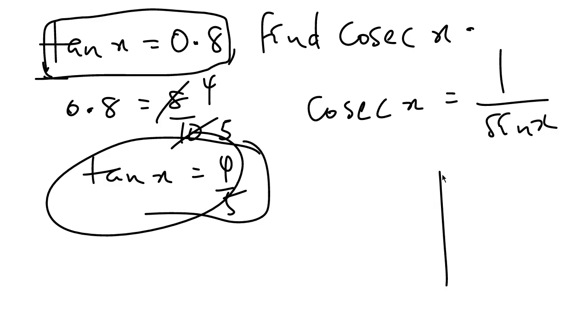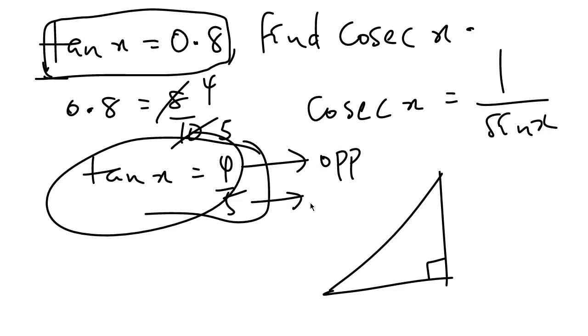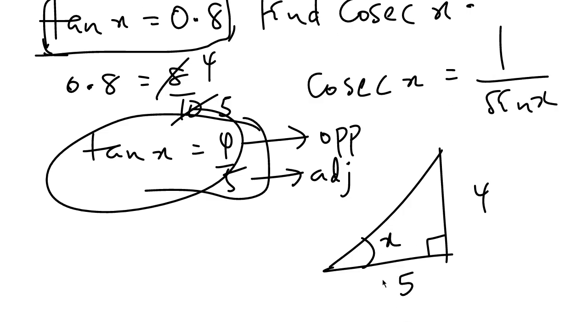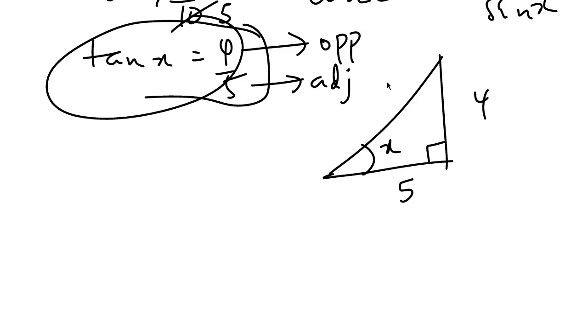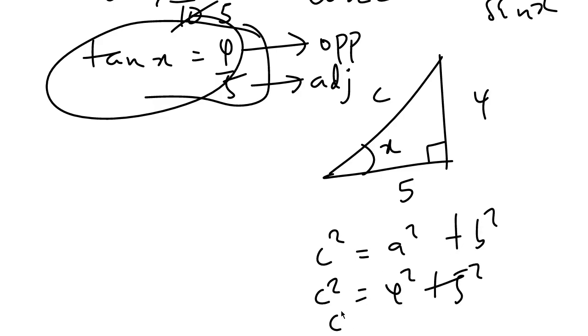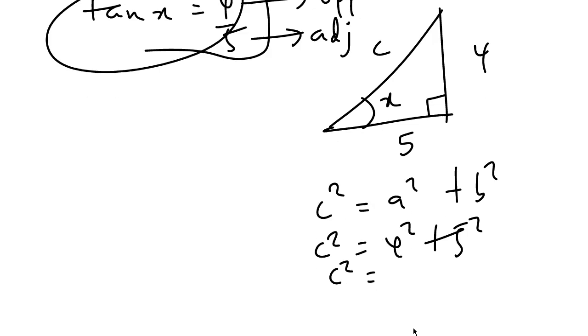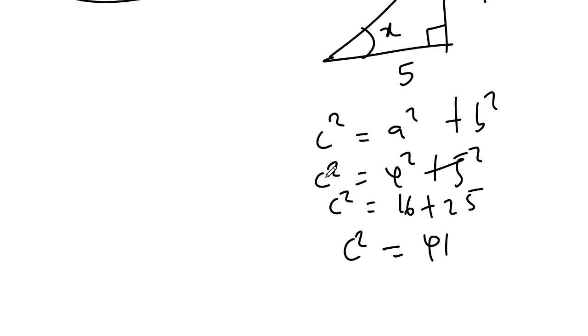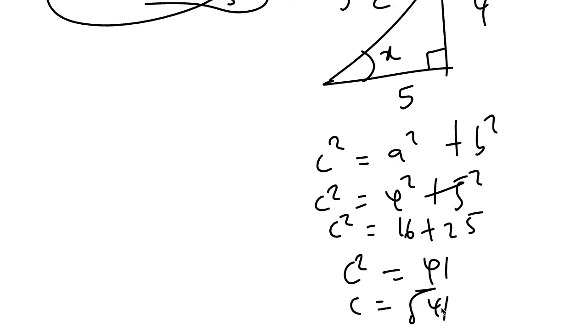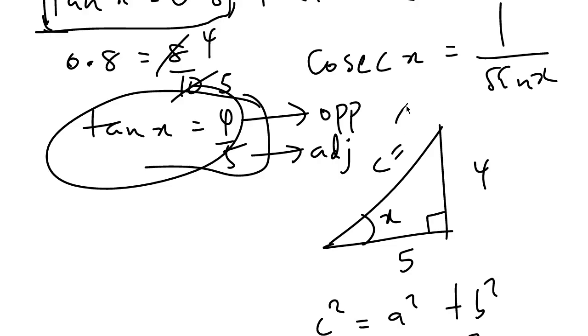So we simply construct a triangle. Since tan is opposite over adjacent, that means we place 4 here. This is x, this is 5, right? And then what's the hypotenuse? Taking it as c, we have that c squared is equal to a squared plus b squared. So c squared is equal to 4 squared plus 5 squared, which is 16 plus 25, that's c squared equal to 41, and that means that c is the square root of 41. So we can call this square root of 41.